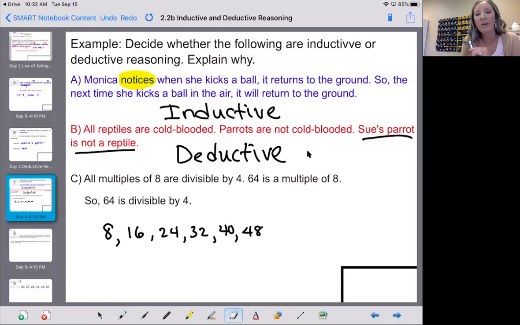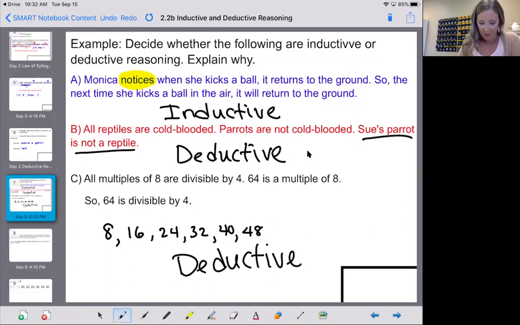think about that for a second. Is that a fact? All multiples of 8, so 8, 16, 24, etc., are divisible by 4. Is that something that is an observation, or is it always true? It is a fact. So kind of think about that. And so they are saying 64 is a multiple of 8. Therefore, 64 must be divisible by 4. Is that a fact, or is that something that's a pattern that we're noticing? So although it is a pattern, right, this is a fact that it is happening, and so this is deductive.